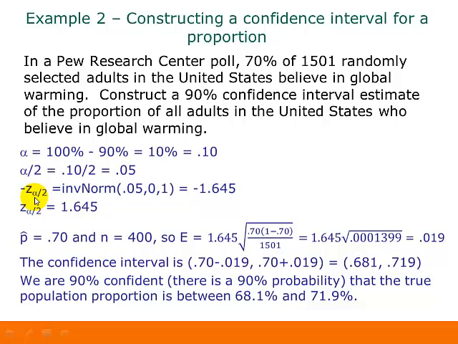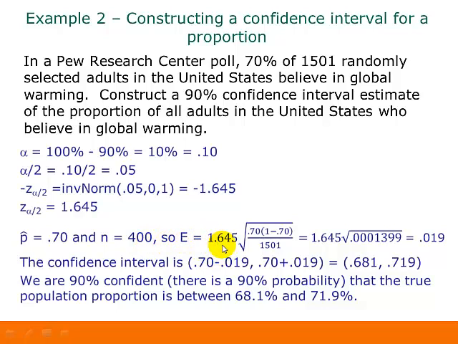Then again, to find our critical value, we'll find the negative z alpha over 2 and then just take off the negative. So that would be inverse norm of 0.05, which was our alpha over 2, with 0 for the mean and 1 for the standard deviation. And that gives us negative 1.645 on your calculator if you round it to 3 decimal places. So our critical value that we will use is positive 1.645. In this problem, we were given the sample proportion as a percentage, 70%, so we'll change that to decimal form as 0.70, and our n is 1,501.